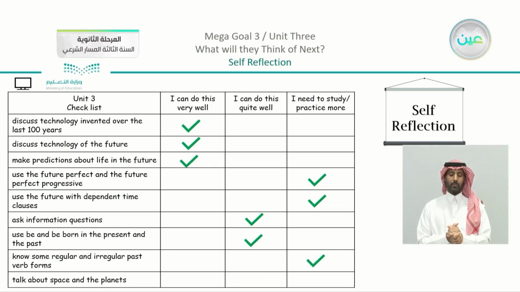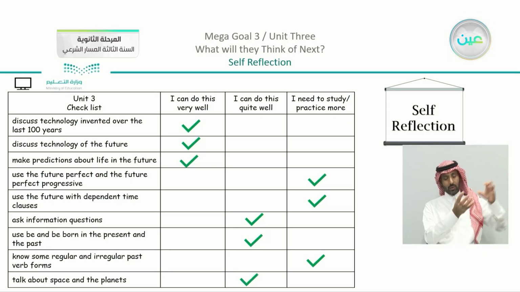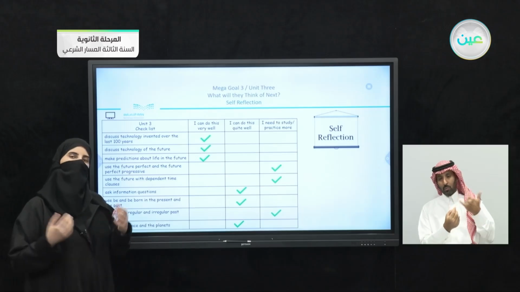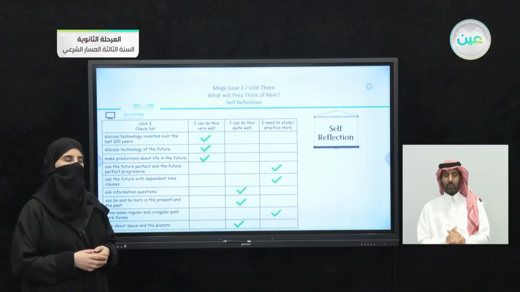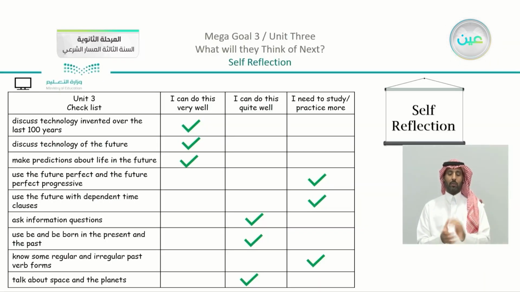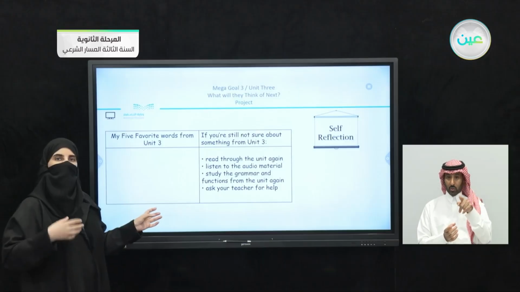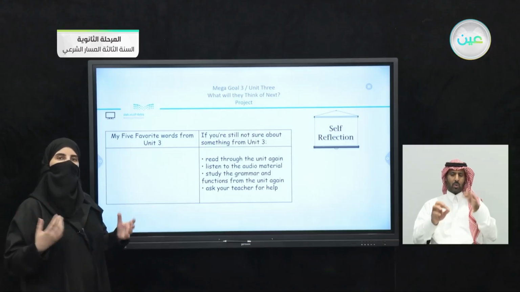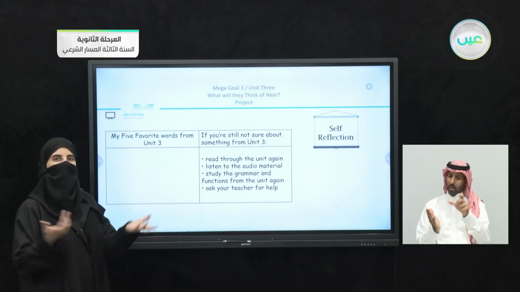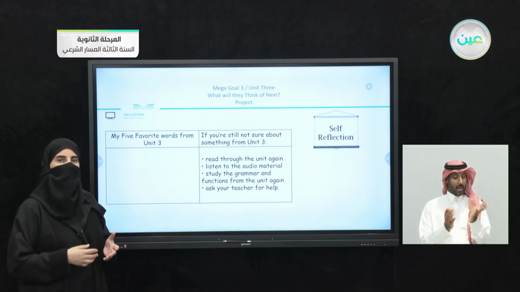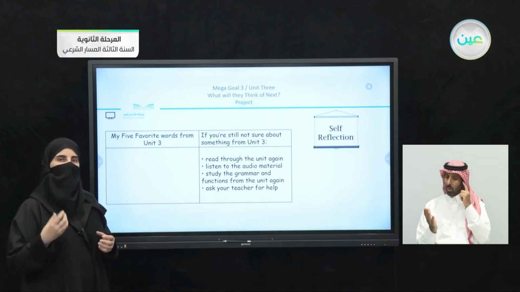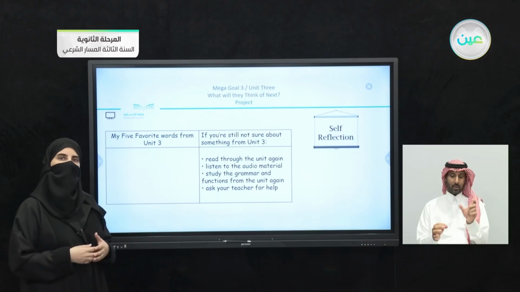We have at the very end: talk about space and the planets. Now, this is something that we can agree is very interesting and we can do quite well, inshallah. So we have here the table or the chart. You can write the 5 words that you found most interesting here, and you can just choose wherever you want, from the vocabulary lessons, or maybe the reading or conversation, or even the listening. So just choose your favorite words of the unit.